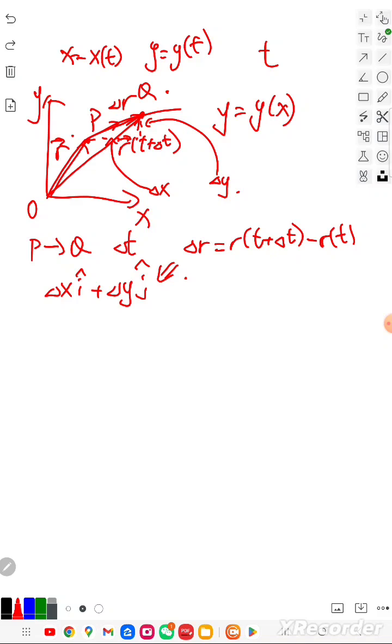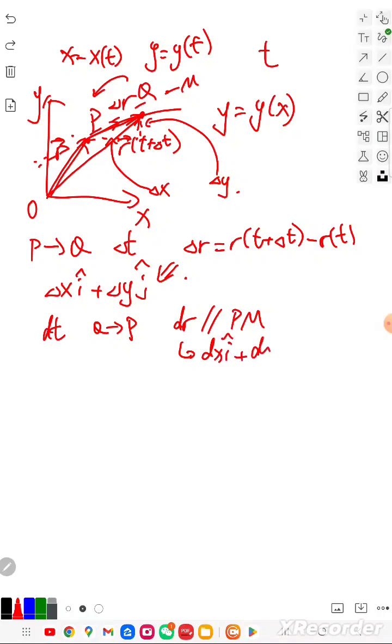It's not hard to imagine that if delta t gets smaller and smaller, the point Q gradually approaches point P, the initial point. So delta r becomes more and more tangential to the curve at point P, which we call Pm. Suppose delta t is an infinitely small quantity dt, then Q infinitely approaches P, and this infinitely small displacement dr is parallel to Pm. It has two components, dx i and dy j.